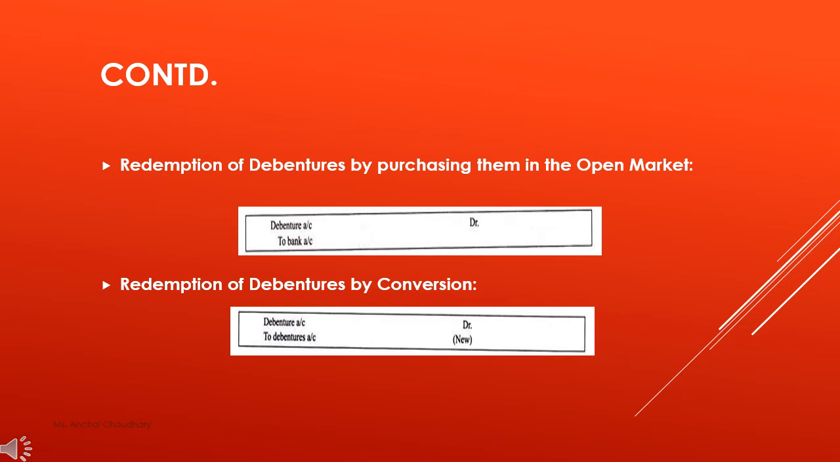Next, redemption of debentures by conversion. Sometimes a company redeems debentures by converting them into a new class of shares or debentures. So if new debentures are issued in place of old debentures, the accounting entry will be debentures account debit to debentures account, which is the new debentures.